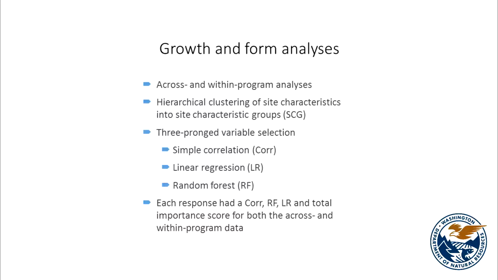So we had those 3 different responses, the correlation, the random forest, and the linear regression, and we used the results of all 3 of those models to come up with a total importance score for both the across and within data sets. So the total importance score was a measure of how consistently this site characteristic explained variation in either growth or stem form.